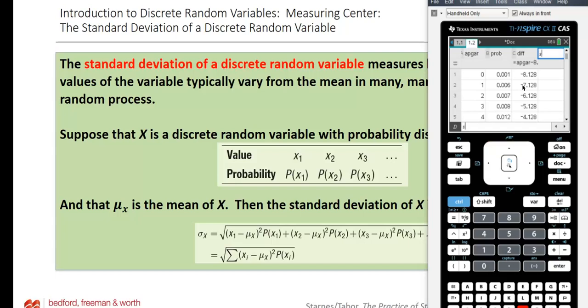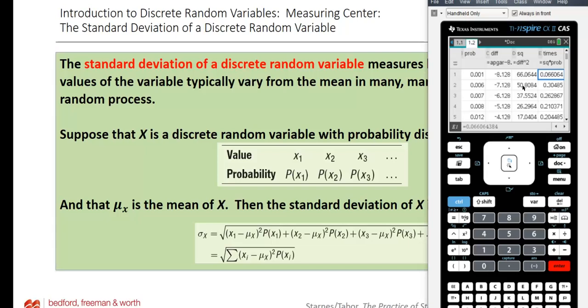I'm going to call this one SQ for square. We're going to square the differences. So we're going to take diff squared. Those are all the squared differences. That's the first part. That's the x1 minus the mean squared times probability. So we're going to take this one, I'm just going to call it times. So we're going to do SQ, that column, the squared differences, times the probabilities, times prob. Gives you all those.